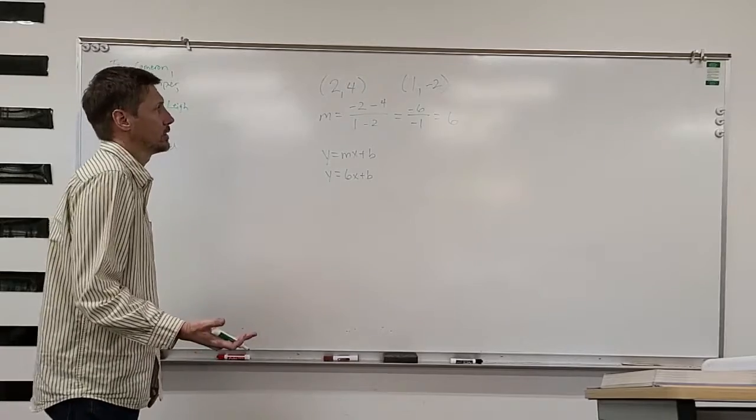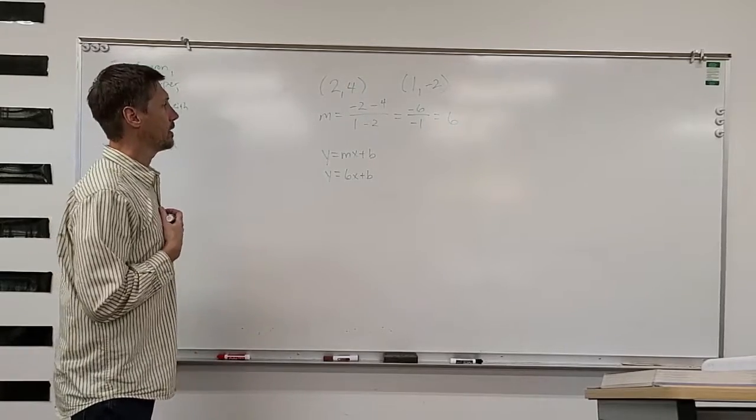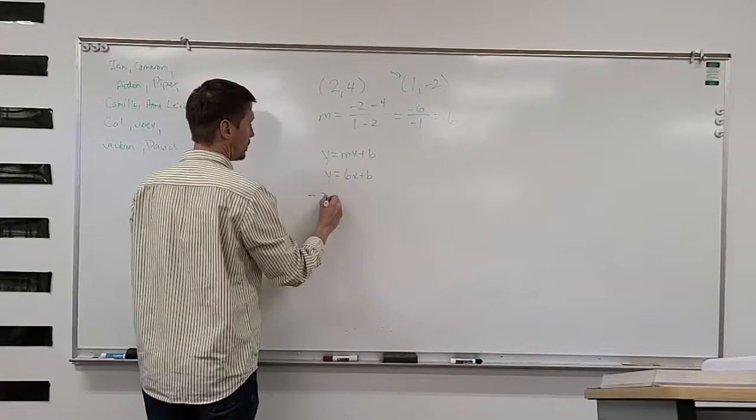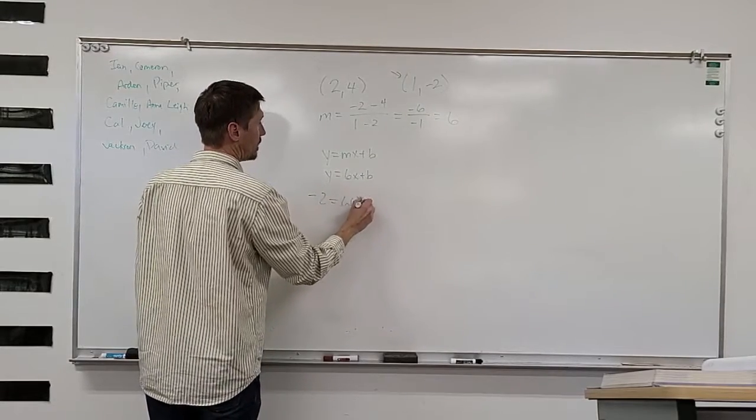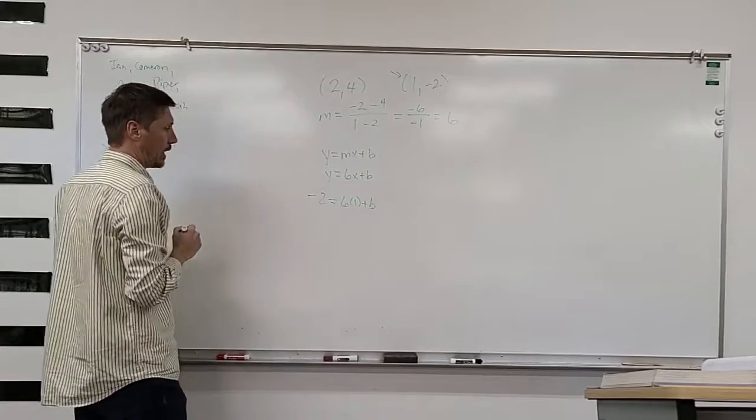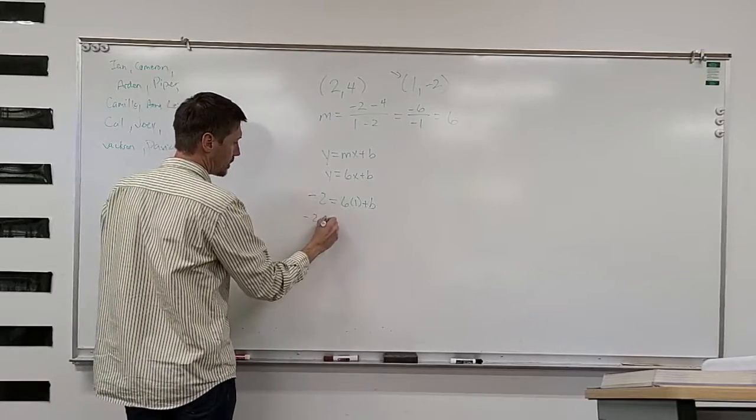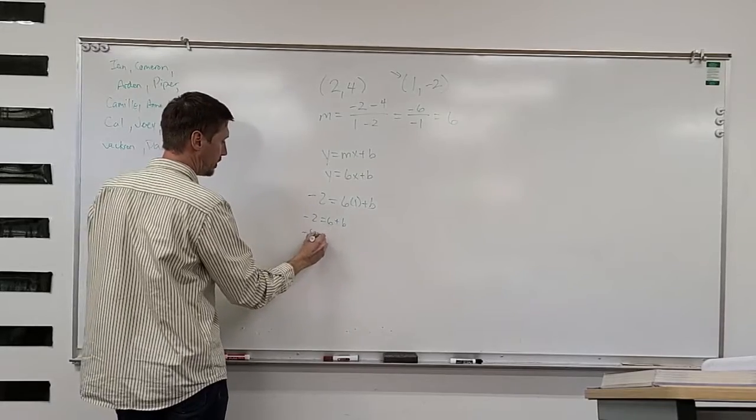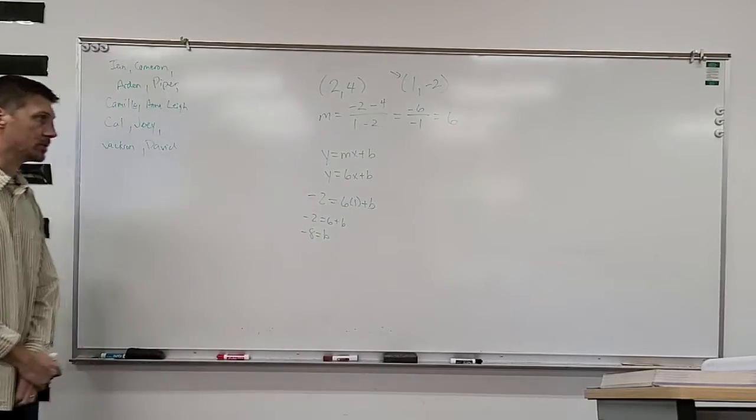I would use the one that's going to be the simplest math, right? So let's do -2. We're going to pick this point. -2 equals 6 times 1 plus b. And then we're going to have -2 equals 6 plus b. We're going to subtract the 6 from both sides. We're going to get -8 on this side. And we're going to say b equals -8.